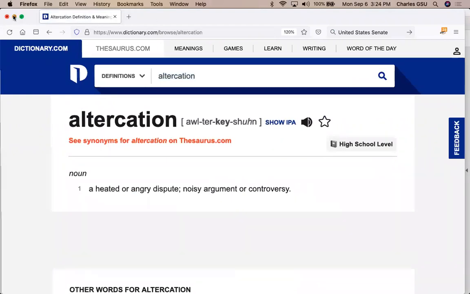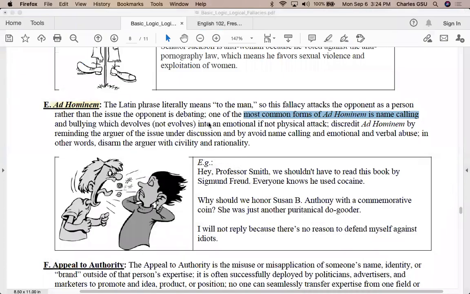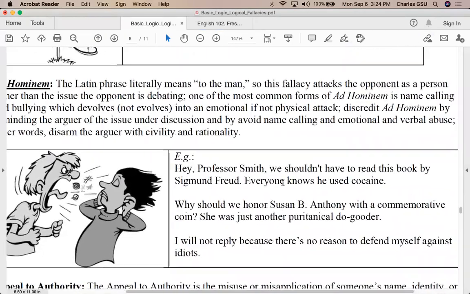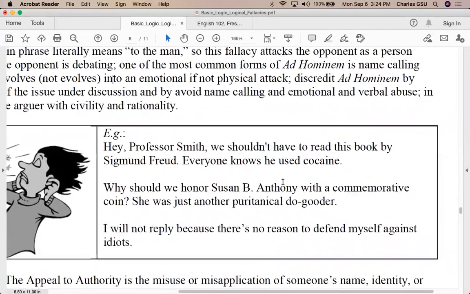In a proper argument, you keep a level head and you're calm, cool, collected, and you don't call a person names. You immediately lose your audience. You alienate your audience when you begin name calling them.